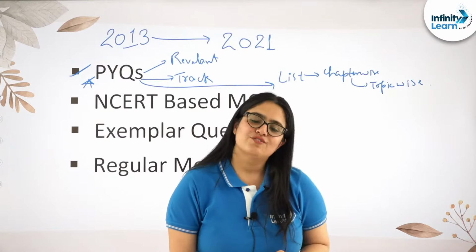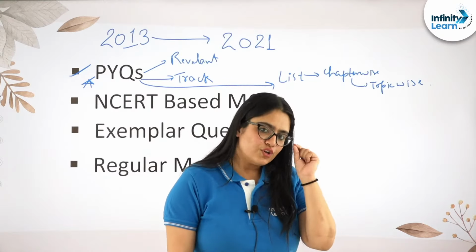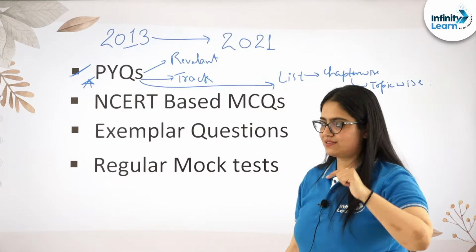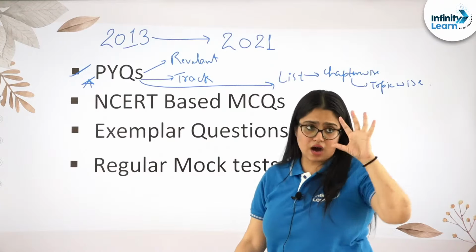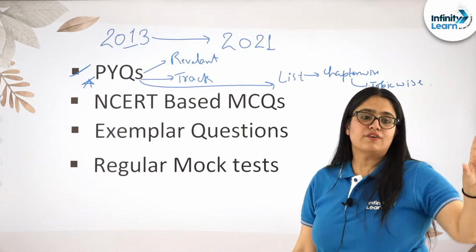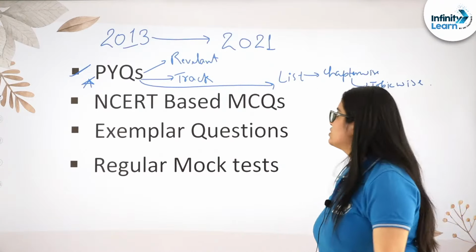360 out of 360, right? So you need to have that list, that weightage list, of how much weightage NTA is giving to this particular topic in this particular chapter.